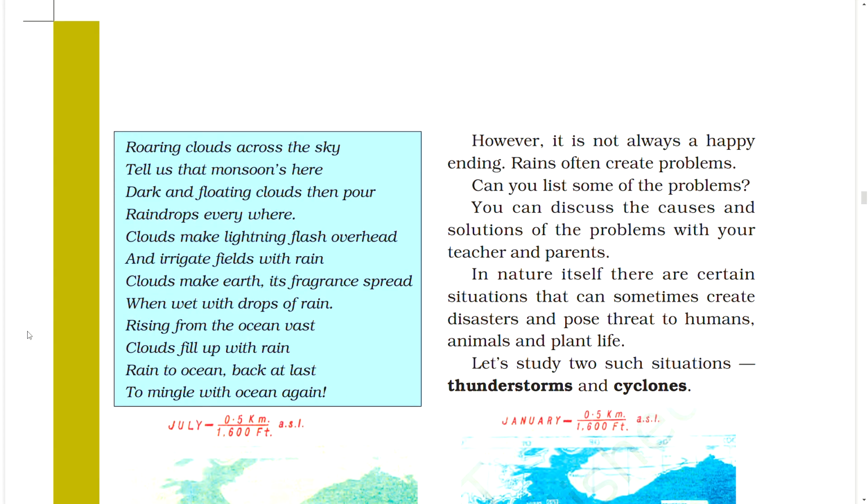Roaring clouds across the sky tell us that monsoon's here. Dark and floating clouds then pour raindrops everywhere. Clouds make lightning flash overhead and irrigate fields with rain. Clouds make earth its fragrance spread when wet with drops of rain. Rising from the ocean vast, clouds fill up with rain. Rain to ocean back at last to mingle with ocean again.